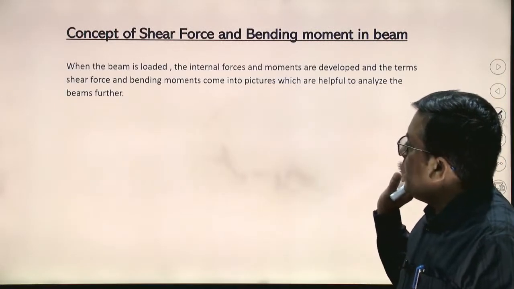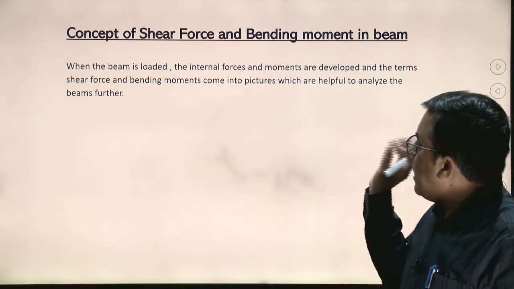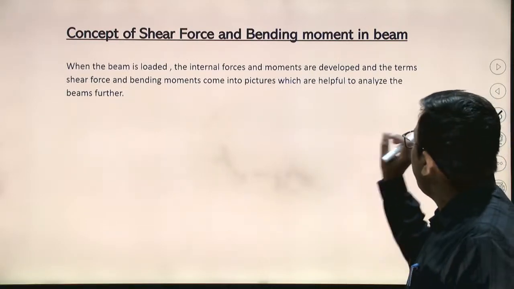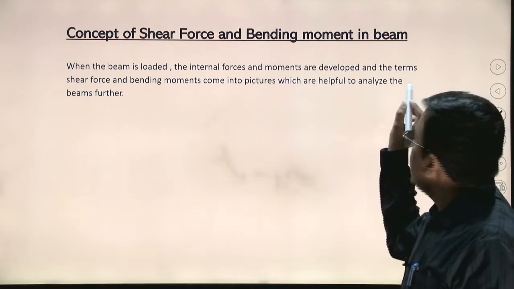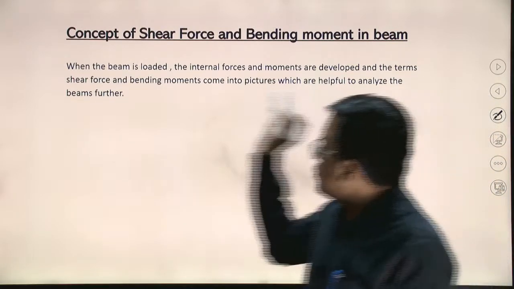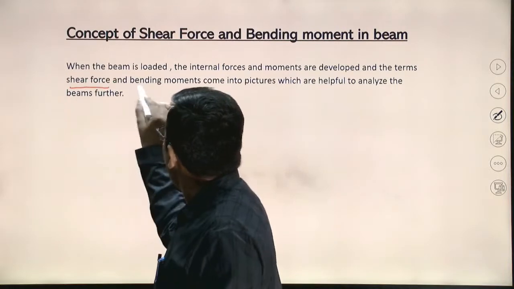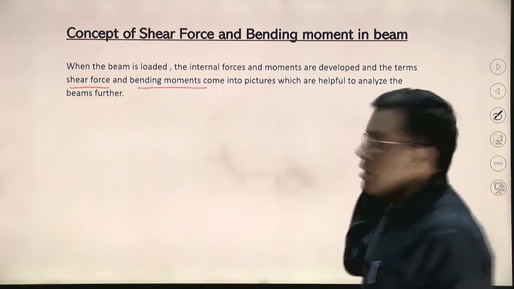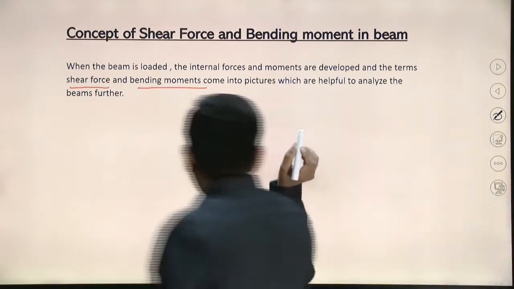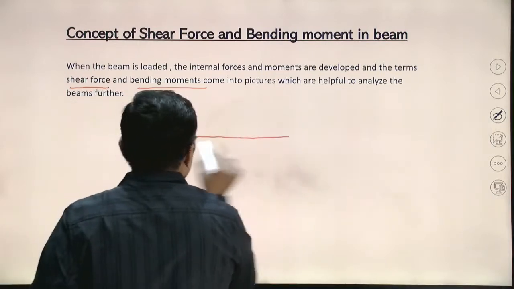What is written over here? When the beam is loaded, internal forces and moments are developed, and these are termed as shear force and bending moments. Whenever the beam is loaded, what does beam mean? Let me draw the beam.